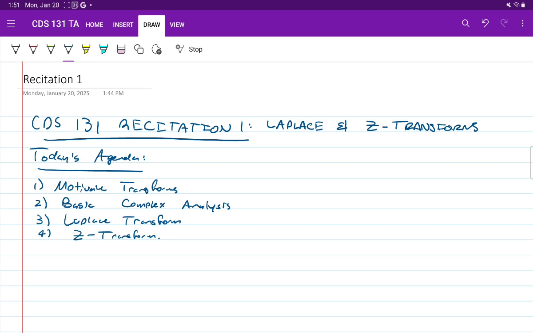Okay, so just in short, we're going to start off by motivating these transforms. I did this a little bit at the end of the previous lecture, but I'll review what I said there. After that, we're going to talk about some very basic facts from the theory of complex variables, which will be useful for us when we talk about Laplace and Z transforms. And finally, where we'll spend the bulk of our time today, we'll actually talk about these transforms, okay?